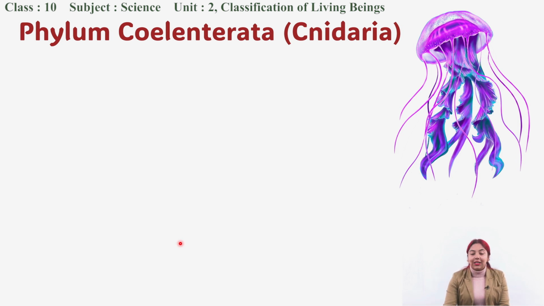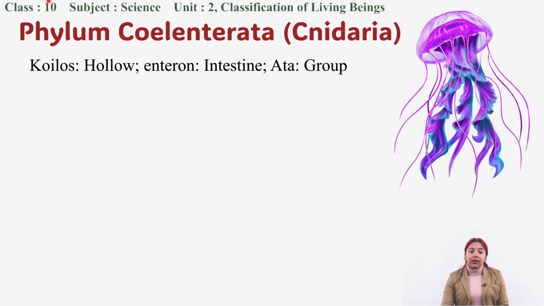The phylum Coelenterata is also known as Cnidaria. The word Coelenterata can be divided into three parts: coel, enter, ata. Coel comes from the word koilos, which means hollow. Enter comes from the word enteron, which means intestine, and ata means group. So from the name itself we can understand that this is the group of animals which have a hollow intestine in their body. That's why their name is Coelenterata.